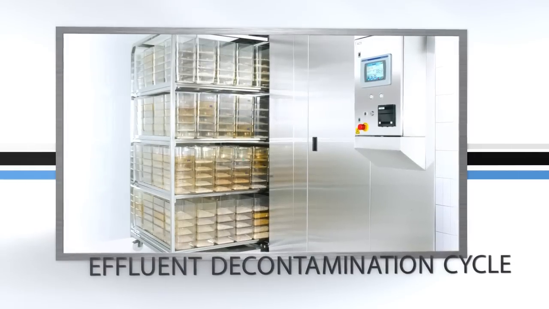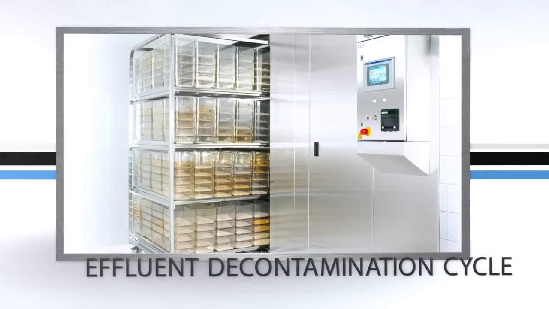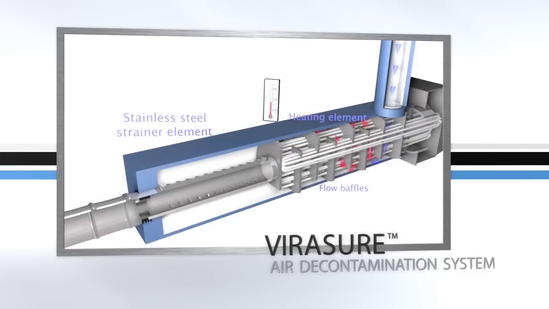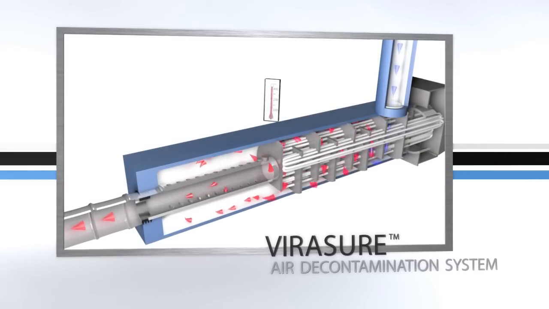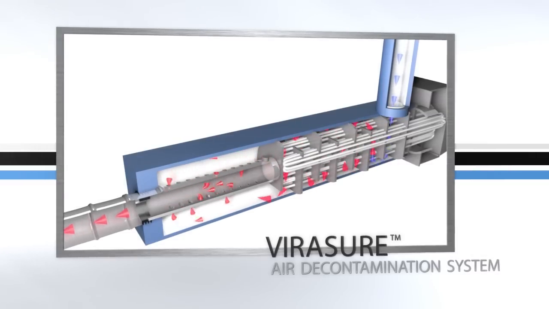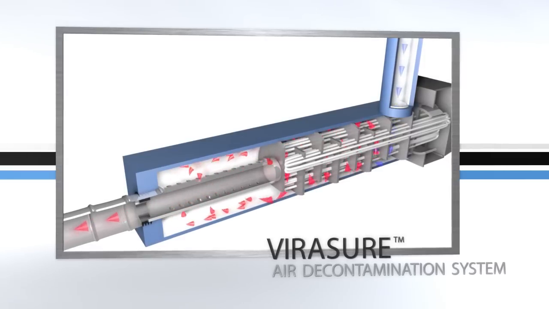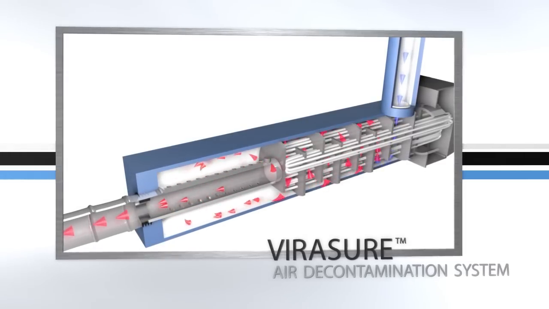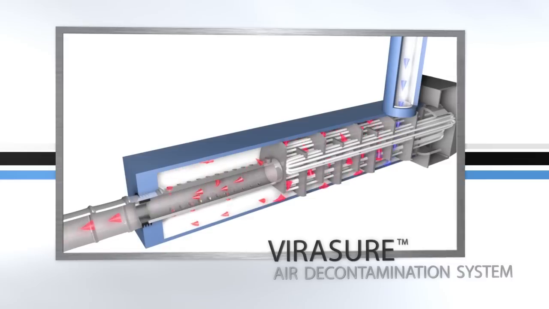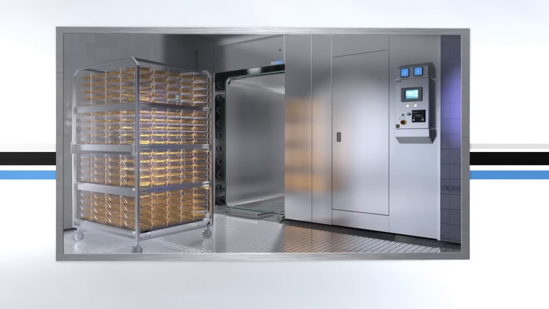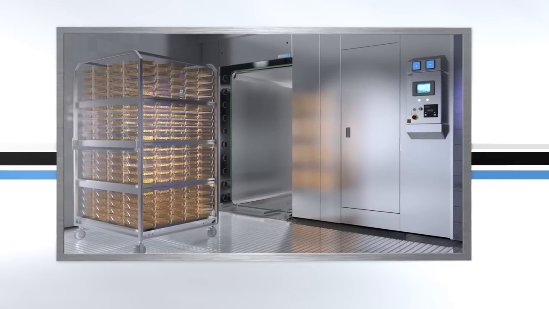An optional effluent decontamination cycle is available for high containment applications such as BSL-3 or BSL-4 laboratories. For additional effluent decontamination assurance, the LSS can be equipped with the Virassure air decontamination system, which ensures sterilization of air and steam removed from the chamber during the cycle. The Virassure air decontamination system utilizes a combination of high temperature and a 0.1 micron stainless steel strainer to destroy living organisms and break down endotoxins. Finally, several loading accessories are available to accommodate various types of load items.